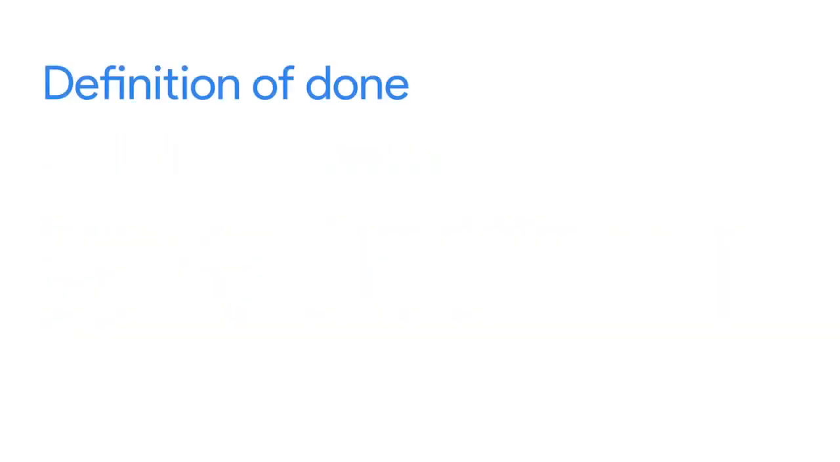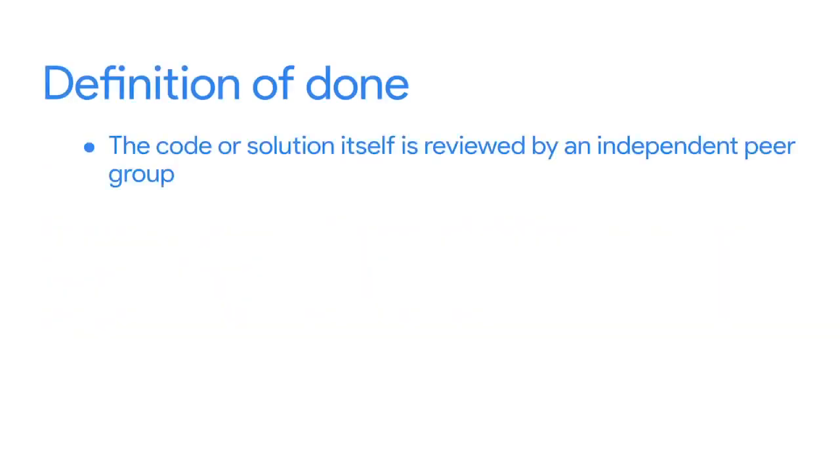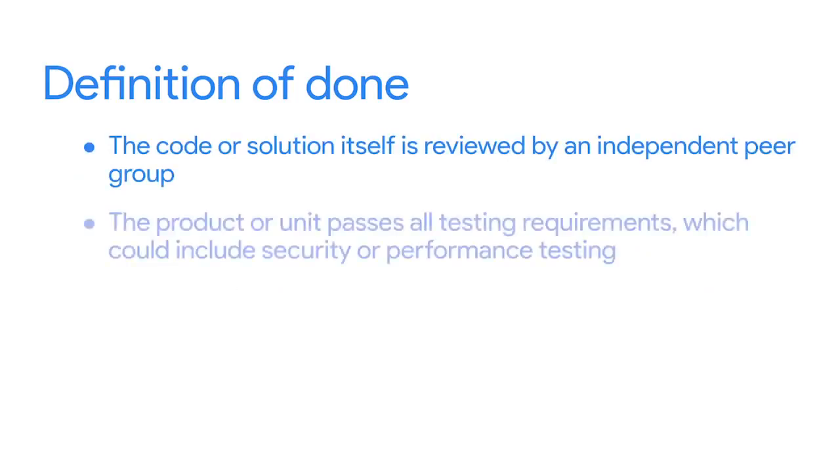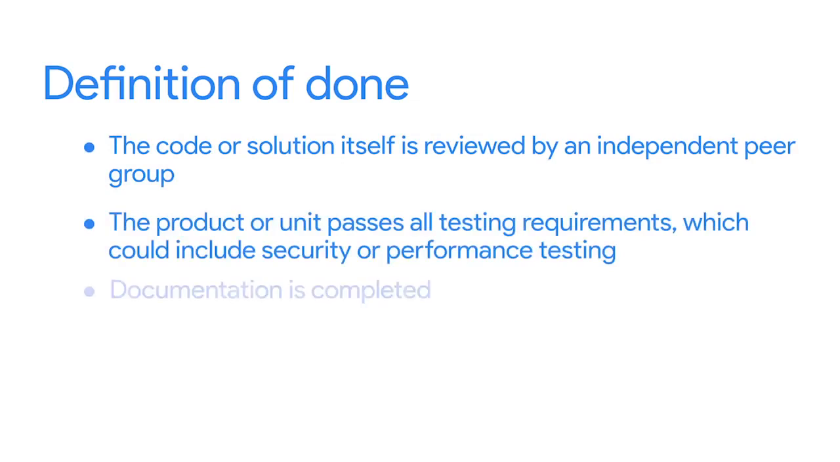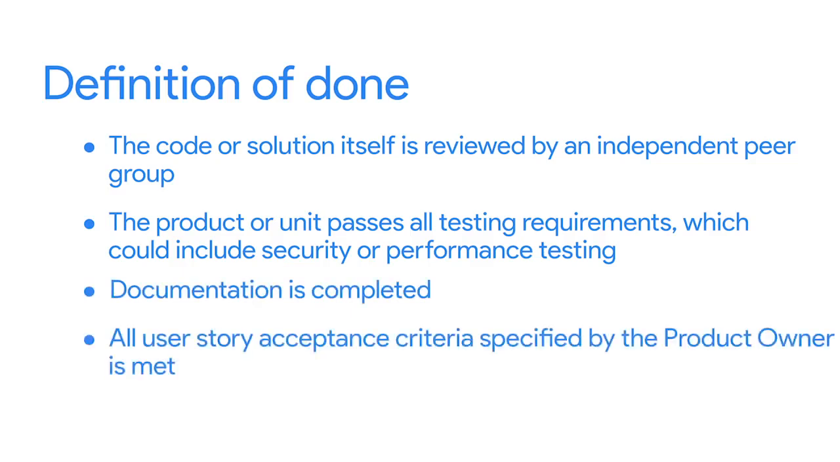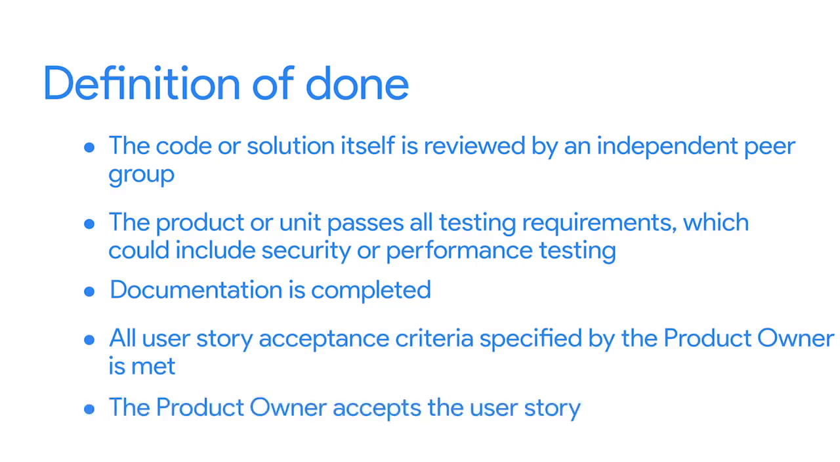Some things that may be within your definition of done are: the code or solution itself is reviewed by an independent peer group. The product or unit passes all testing requirements, which could include security or performance testing. Documentation is completed. All user story acceptance criteria specified by the product owner is met. And finally, the product owner accepts the user story. This list isn't comprehensive, and the team should determine what should be on this list and improve it as needed.